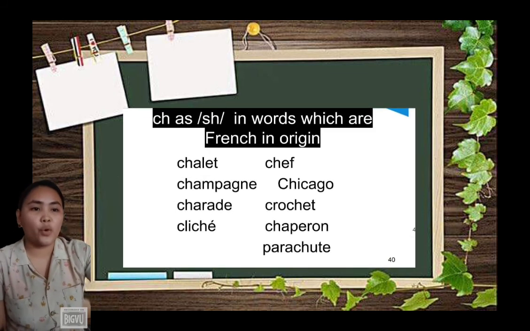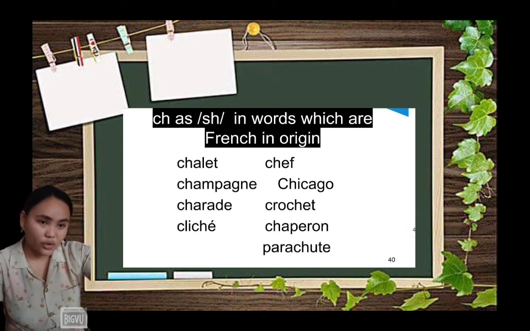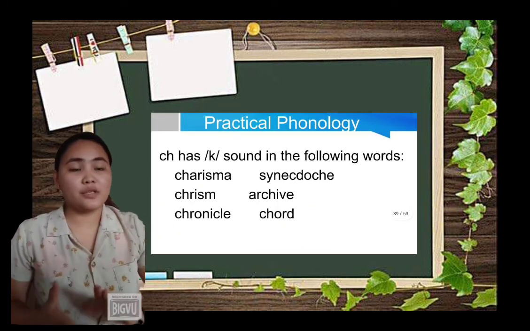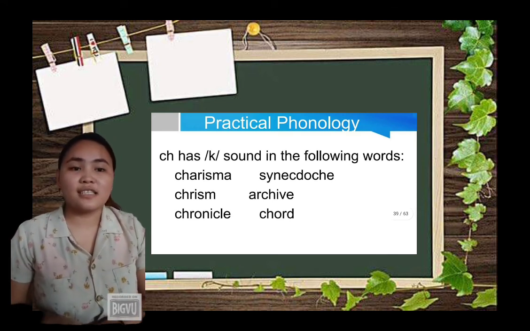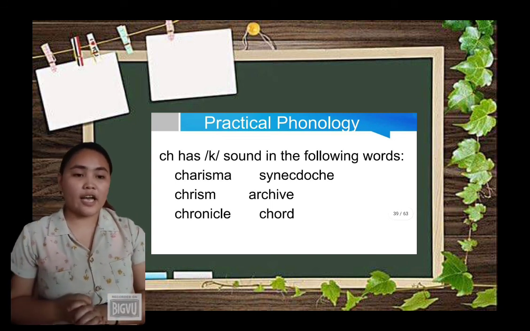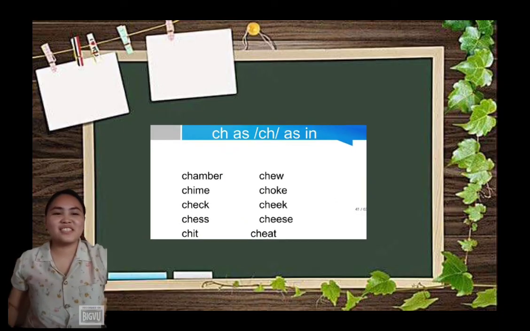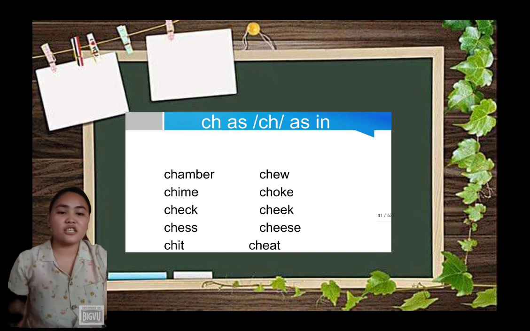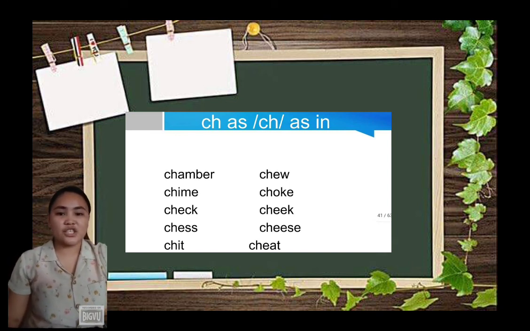CH as in words which are French in origin: chef, Chicago, crochet, chaperon, parachute. Now let's move on to practical phonology. CH has a K sound in the following words: charisma, chronicle, archive, and choir. Next, CH as in chamber, check, cheese, cheat.